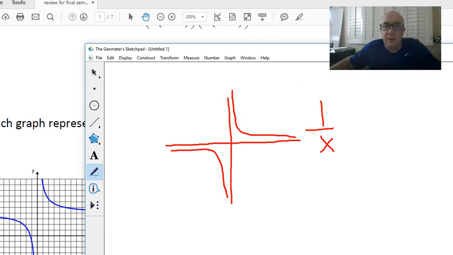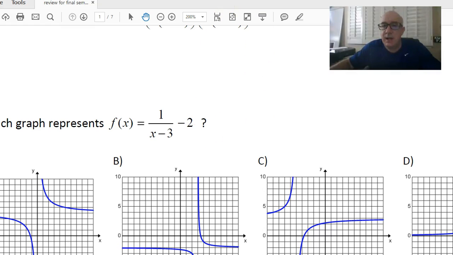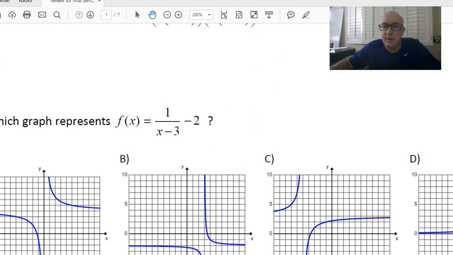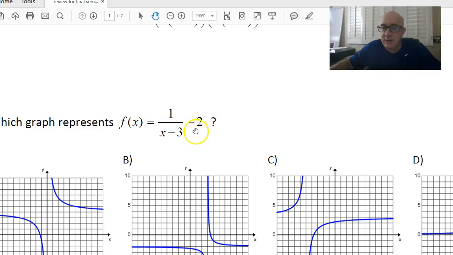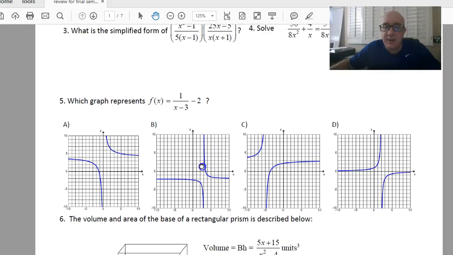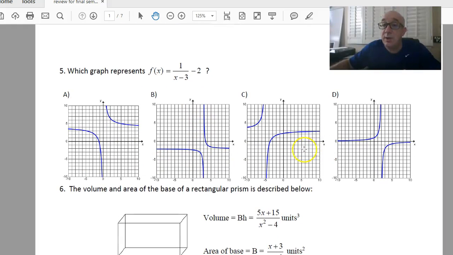And so what they're asking you here is a shift, a bit of a shift. What does this do? Is that up, down, right, left? Is there a contraction, expansion? And then you're going to look for which one you think followed that. Again, one of the clues is the asymptote will be where that denominator cannot equal 0.